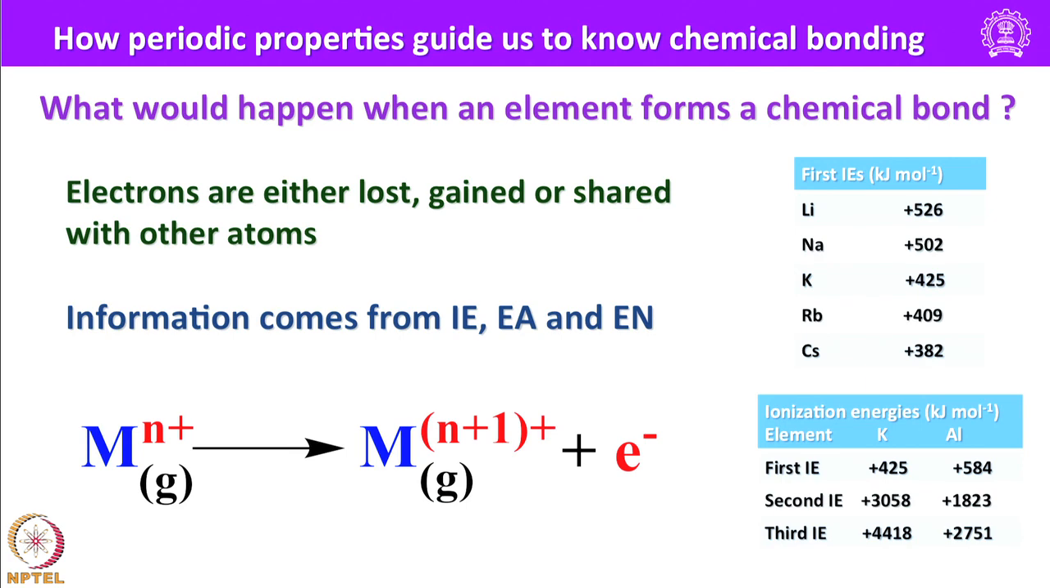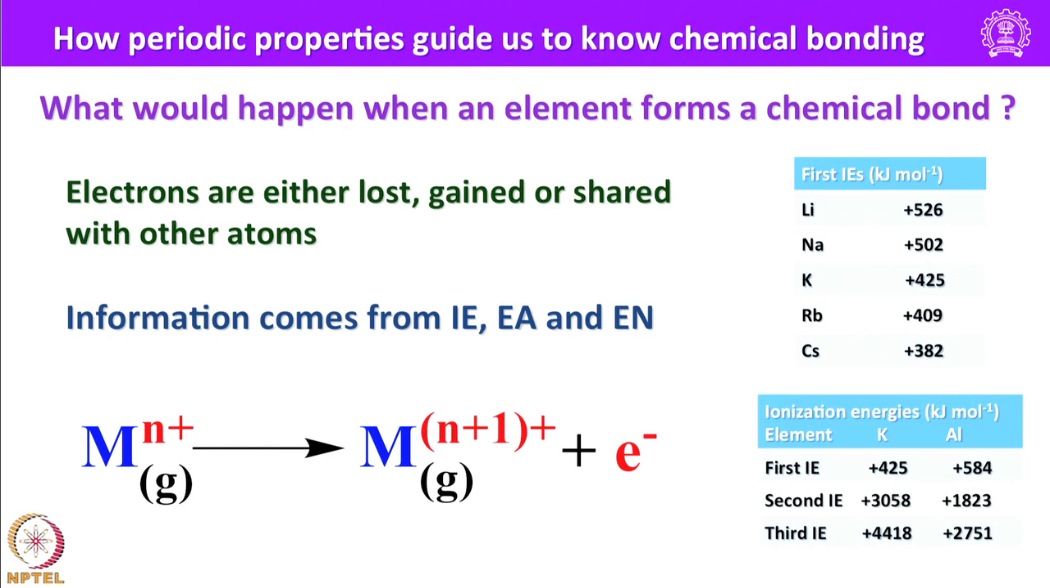So, why is this ionization energy decreasing down the group? I will discuss that one later. Let us look into another table I have shown there. In that one I have listed 3 ionization energies.